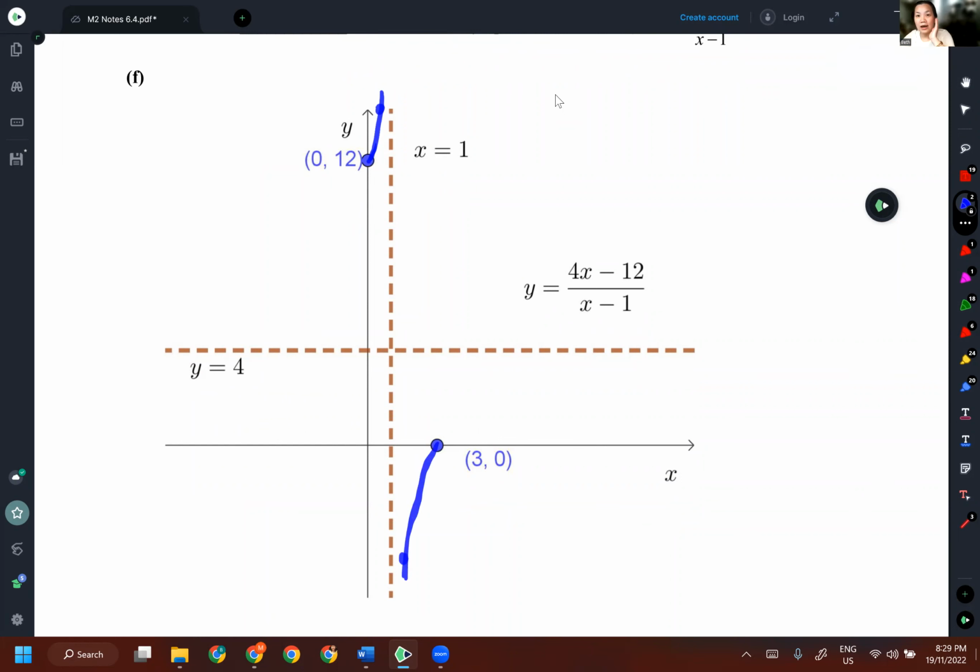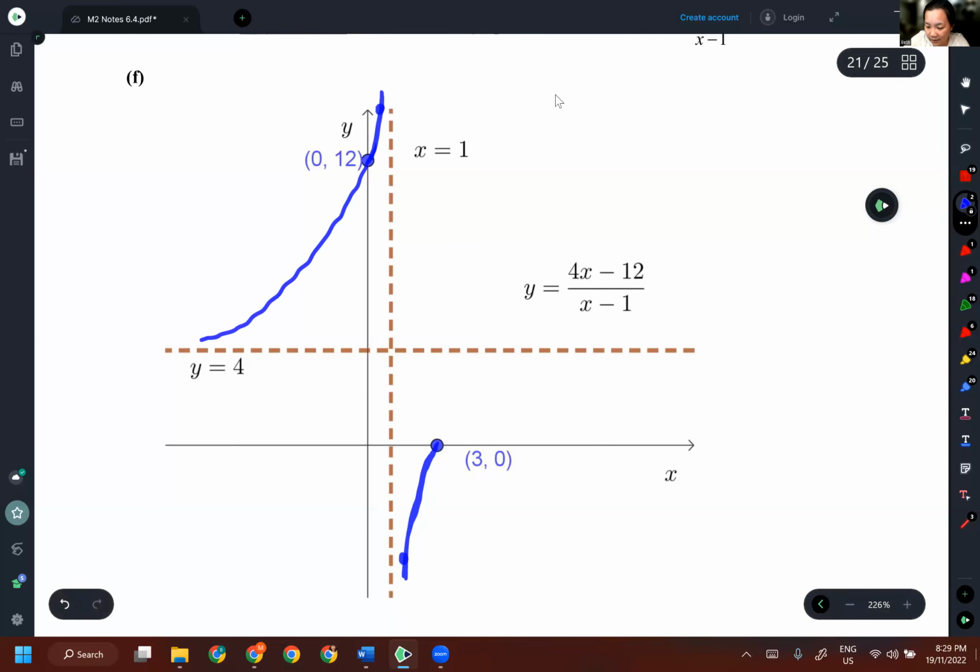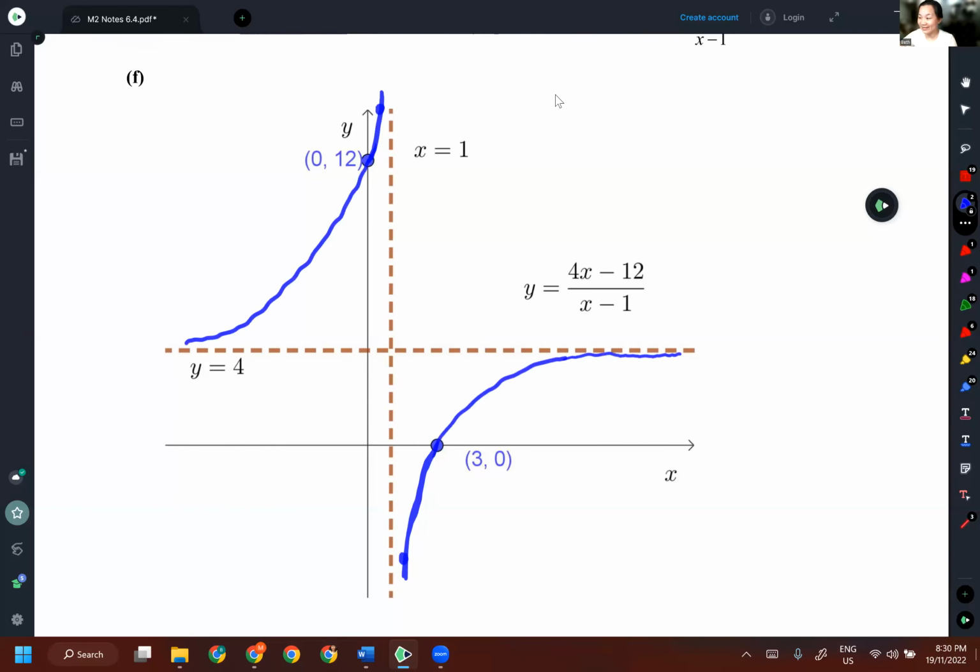Okay. And remember, there is no turning. So if it's increasing, it's always increasing. It doesn't turn. If it's decreasing, it's always decreasing. And for this function, we know it's increasing on the left. We know it's increasing on the right. So that's how I'm going to make it this way. You know what I mean?